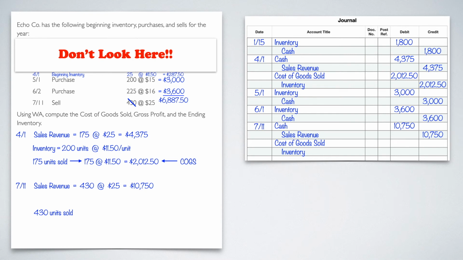So that's going to give me a total of 6,887.50. And then step three is to divide that number by the total number we have available to sell, which is the 25, the 200, and the 225. We don't have those individually anymore because we have now a total of 450. So 450 units divided into 6,887.50, and that's going to give me a weighted average cost of $15.31 per unit. So now again, we don't have 25 at 11.50, we don't have 200 at 15 and 225 at 16. We have just a total of 450 at $15.31.